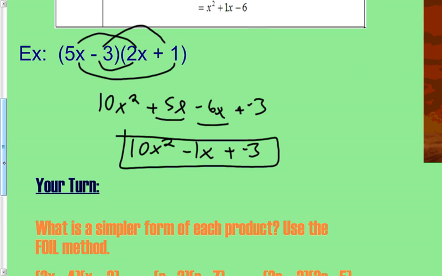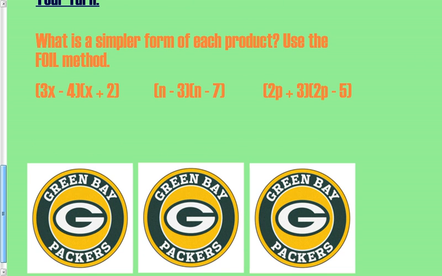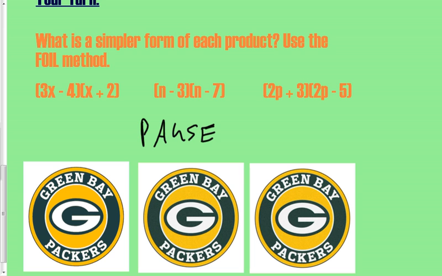All right, why don't you try this one on your own then? Pick at least two of them to do. Use the FOIL method to simplify each one. Ready, go. Why don't you pause it now and try two of those three.